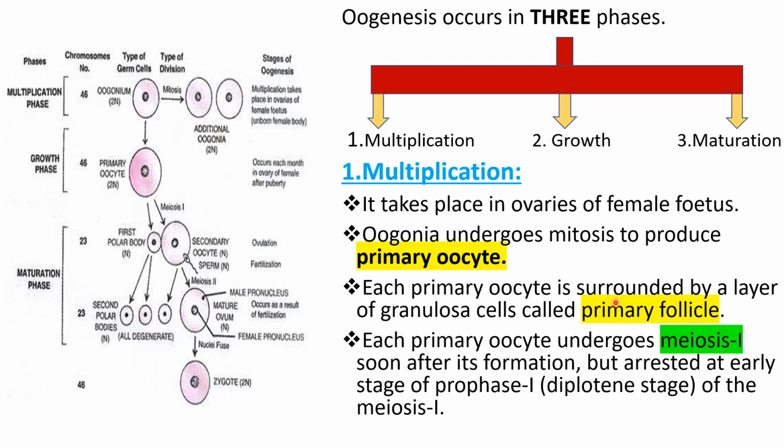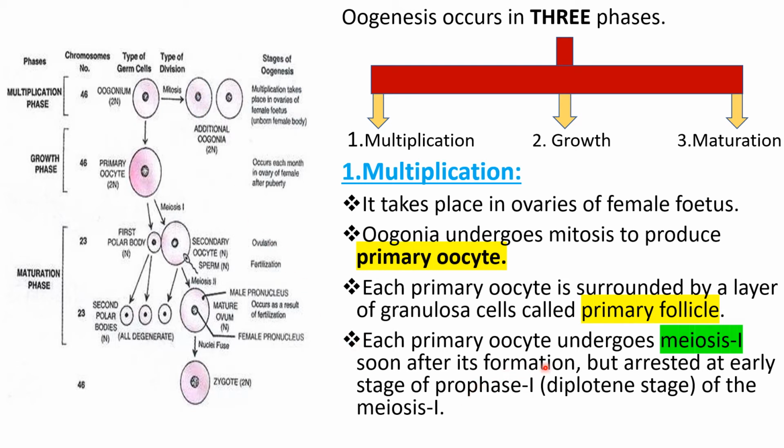Each primary oocyte is surrounded by a layer of granulosa cells called primary follicle. So after the dividing of the oogonia, around the primary oocyte, one more new layer is formed, which is called primary follicle. This primary follicle is formed from a layer of granulosa cells, a group of cells called granulosa cells.